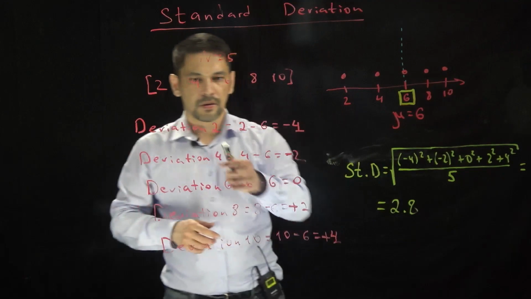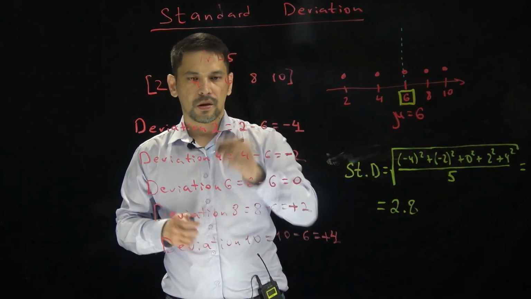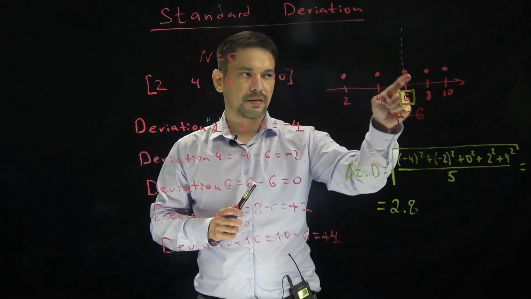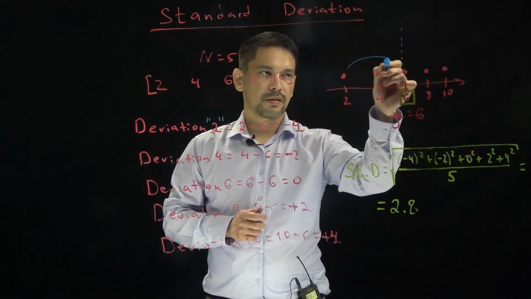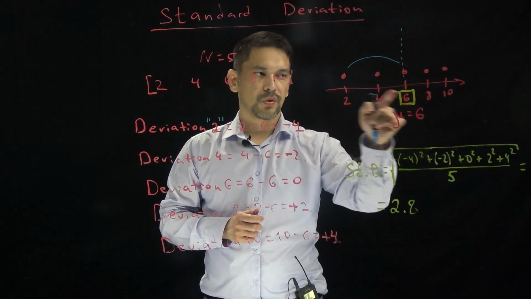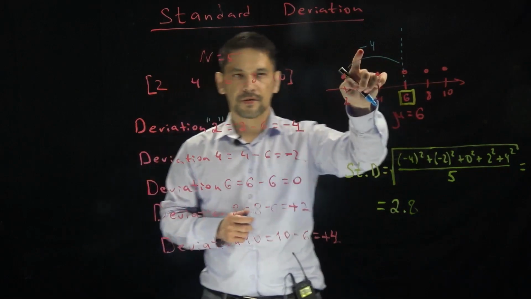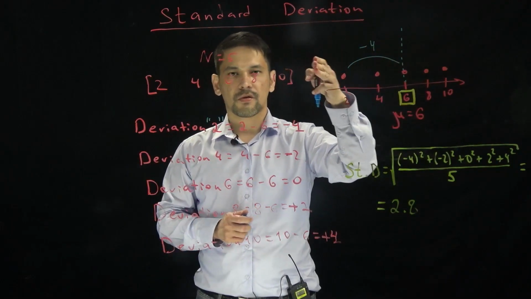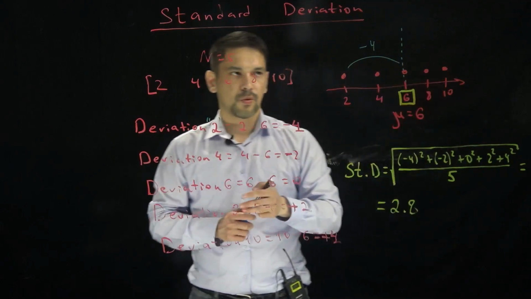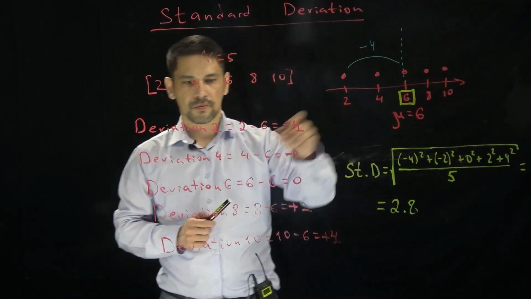For example, the deviation for the value 2, this value 2, is 2 minus 6, which is minus 4. That means the distance between this value and the average is equal to 4. Well, the deviation over here has a negative sign. Why? Because 2 is less than the average, is to the left from the average in the graph. That's why this value has a negative deviation.